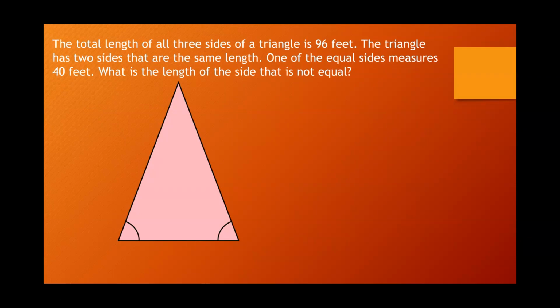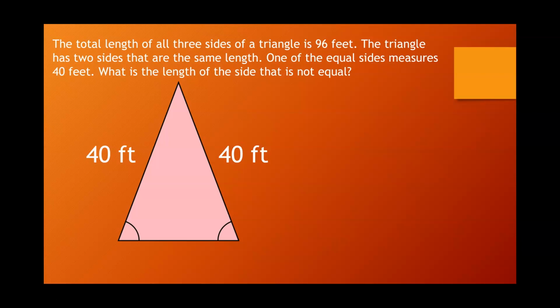This next one, we have a triangle, and the total length of this triangle is 96 feet. The triangle has 2 sides that are the same length. One of the equal sides measures 40 feet. What is the length of the side that is not equal? Well, we know that this triangle altogether is 96 feet, and we know that one side is 40 feet. Now, because we know that these two are equal sides, we know that this side is 40 feet, so that means that this side over here is also going to be 40 feet.